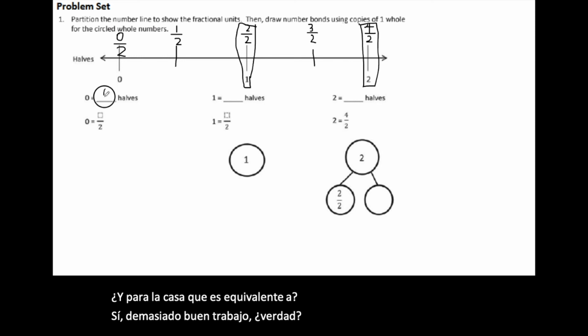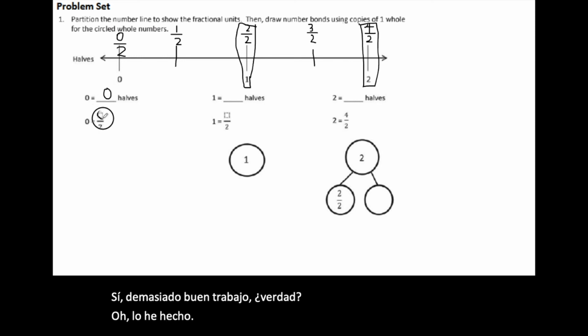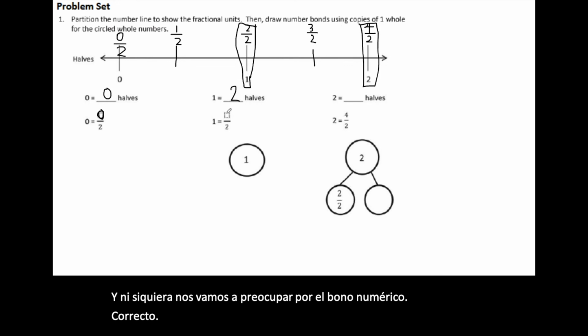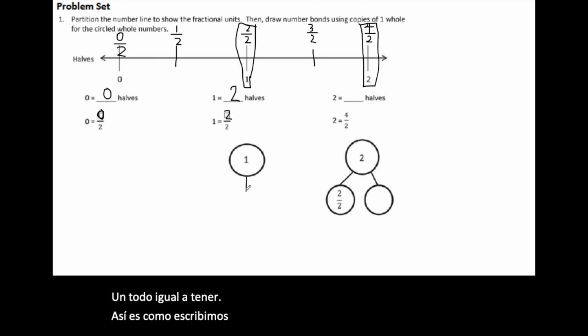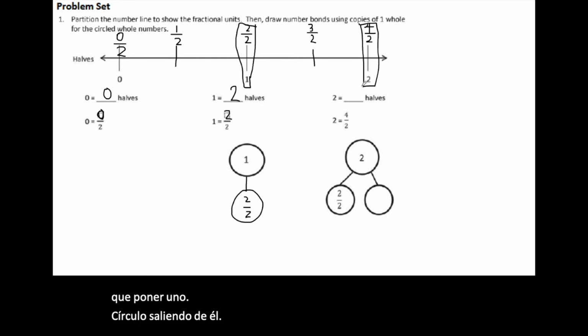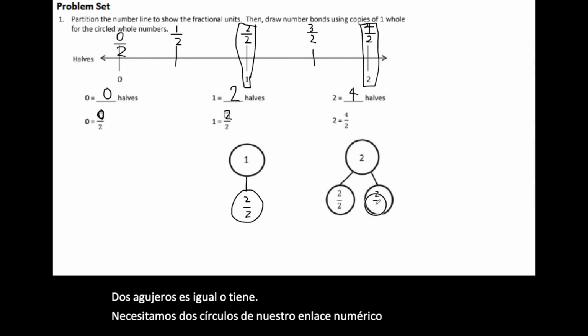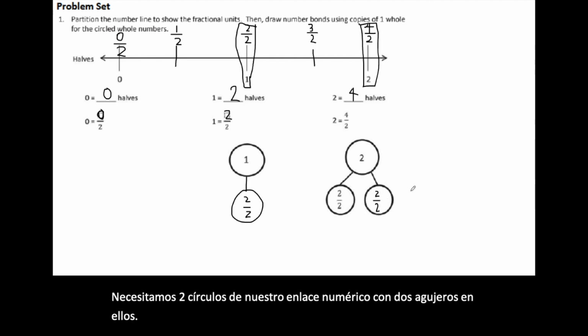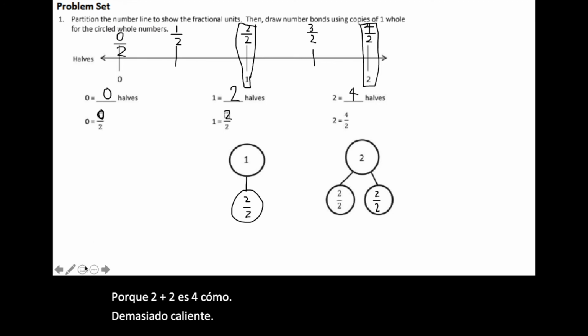0 equals 0 halves. We would write that as a fraction like this. And we're not even going to worry about the number bond. All right, 1 whole equals 2 halves. Here's how we write the fraction. For the number bond, we only need to put 1 circle coming off of it. And 2 wholes equals 4 halves. So we need 2 circles off of our number bond with 2 wholes in them, because 2 plus 2 is 4 halves. 2 wholes. All right, let's move on to our next problem. If you need to pause here to check it over, go for it.